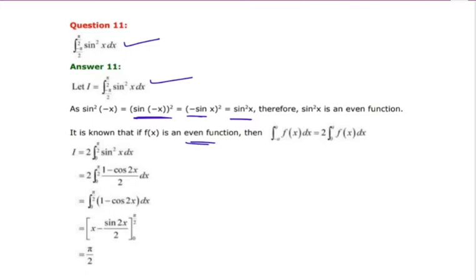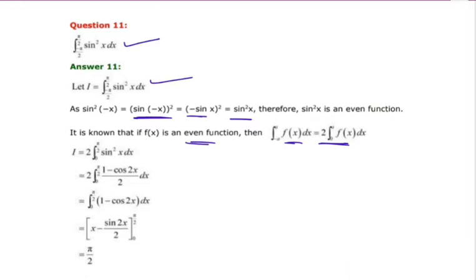So integration from minus a to plus a of f of x dx can be written as 2 times the integration from 0 to a of f of x dx. When it is even, we can write 2 times the integration from 0 to a. This is property number 8: integration from minus a to a of f of x dx is equal to 2 times the integration from 0 to a of f of x dx if f is an even function, that is f of minus x equals plus f of x.